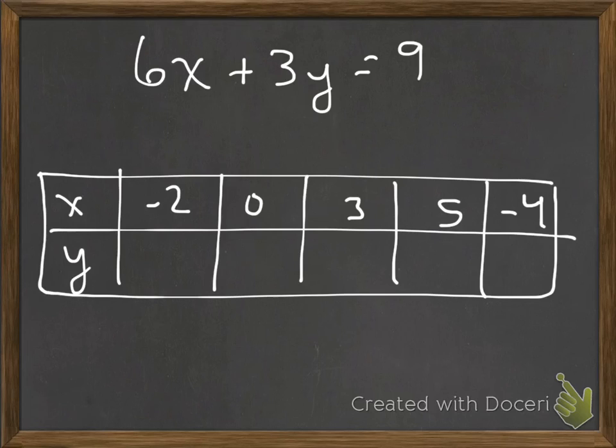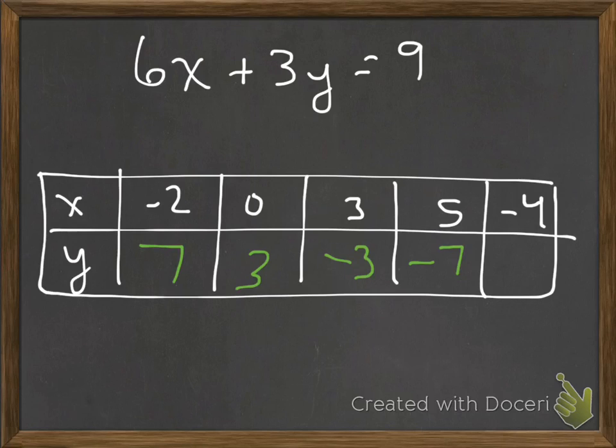If you plug in negative 2, you have negative 12. You add 12, you get 21. You should get 7. When you plug in 0, you should get 3. When you plug in 3, you have 18. You subtract 18. 9 minus 18 is negative 9. You should get a negative 3. When you plug in 5, you get 30. Subtract 30. You get negative 21. This should be a negative 7.